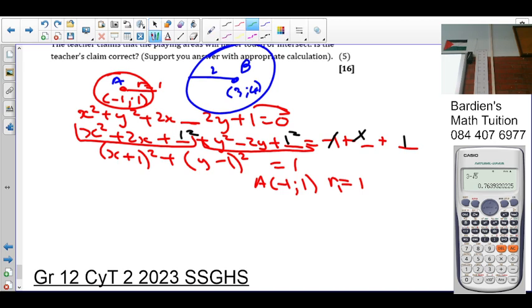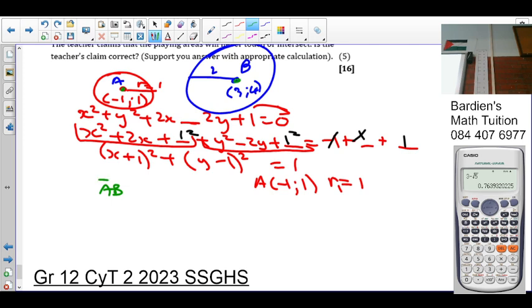Okay. So if the distance between point A and point B is larger than the sum of the radii, then the circles never intersect. If the distance between A and B is equal to the sum of the radii, then they will touch each other at one point. And if the length from the center of circle A to the center of circle B is less than the sum of the radii, they will intersect at 2 points.